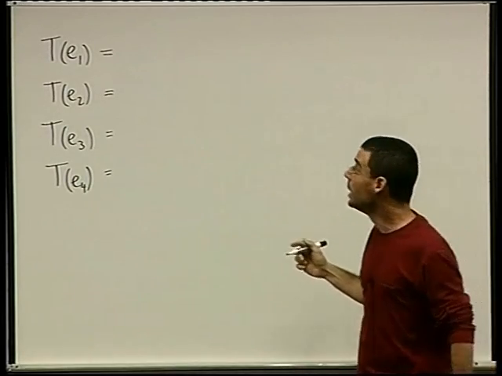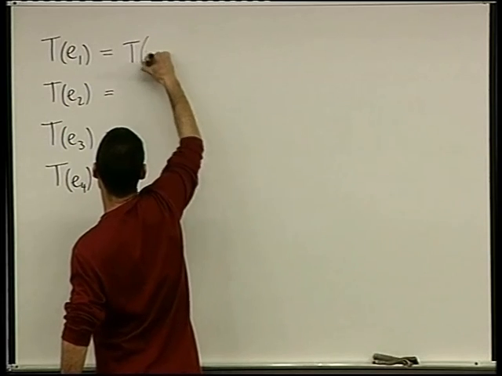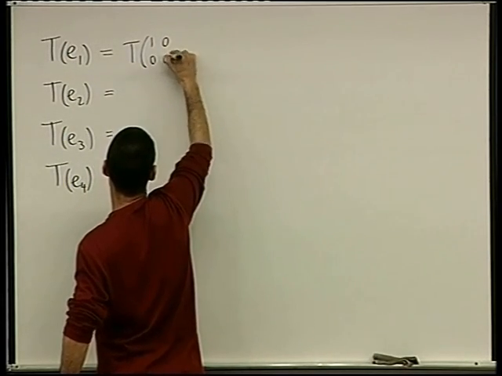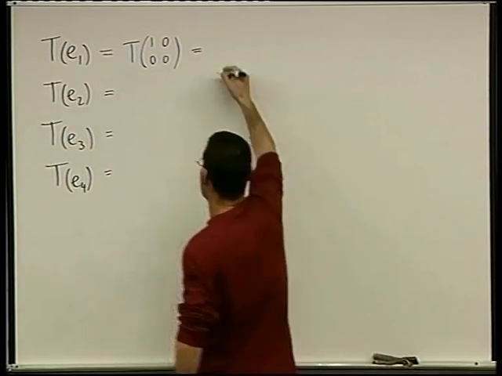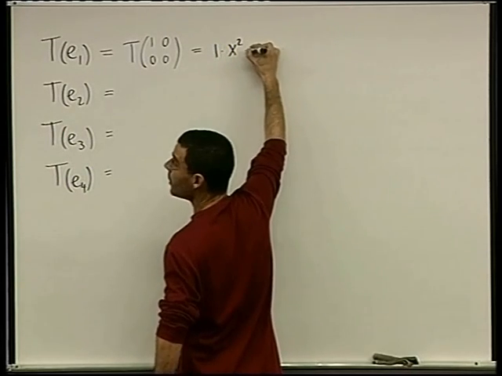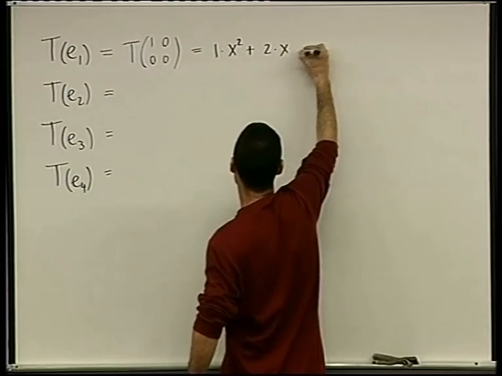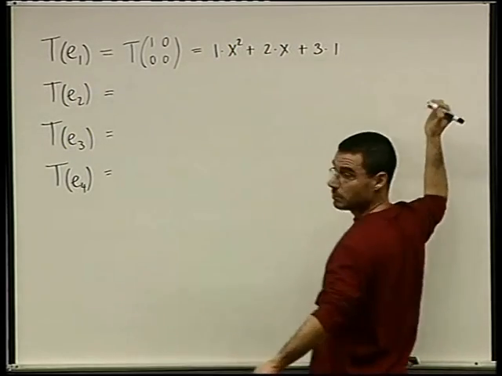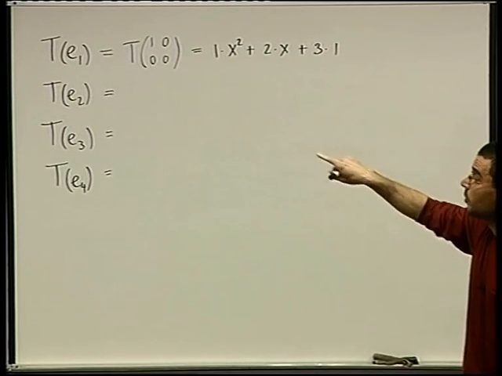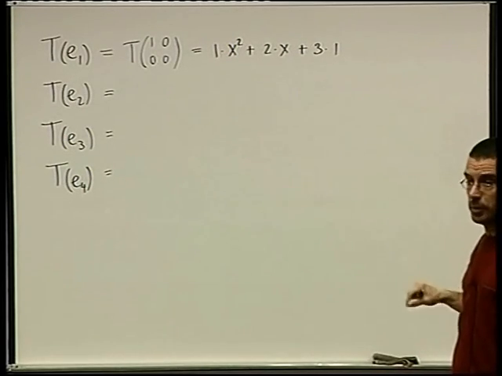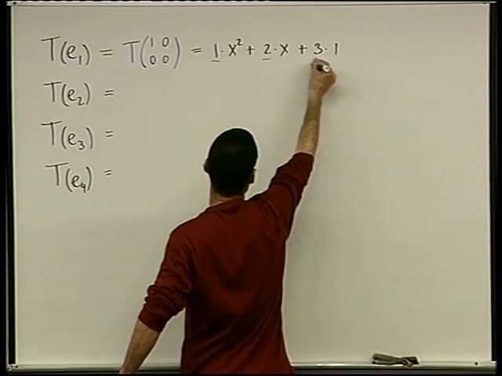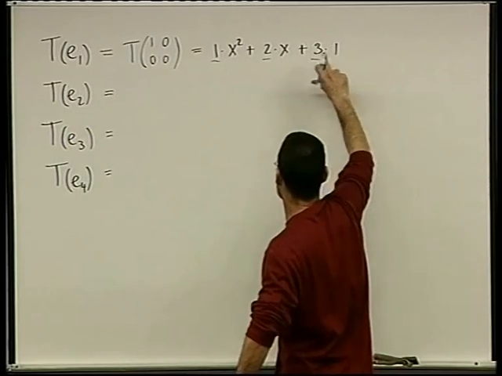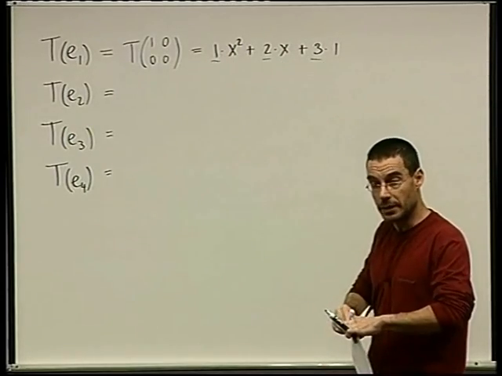That's it. Okay? So what's T of E1? So T of E1 is T of 1, 0, 0, 0. By the definition of T, by the way T is defined, it's 1 times x squared plus 2 times x plus 3 times 1. Do you agree? Right? Look at the formula for T. That's what T does to the matrix 1, 0, 0, 0. And now, let's take our blue again, now it's written as a linear combination of the elements of F. 1 times F1 plus 2 times F2 plus 3 times F3. Do you agree?